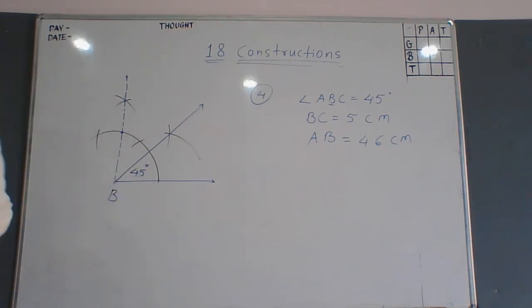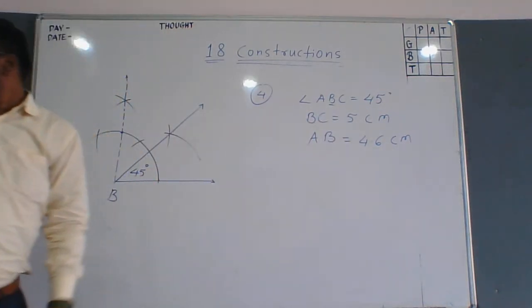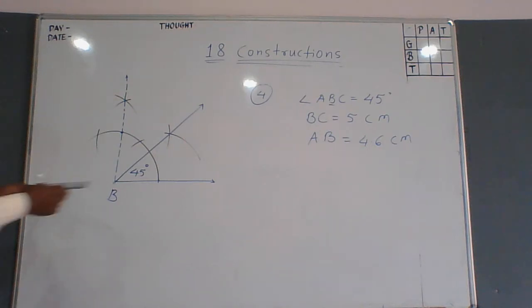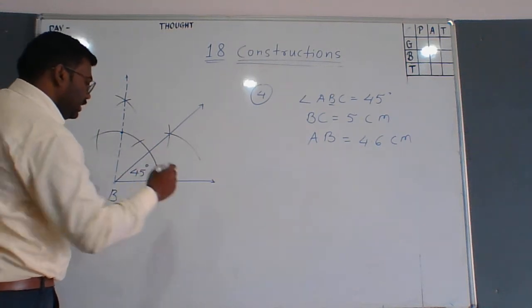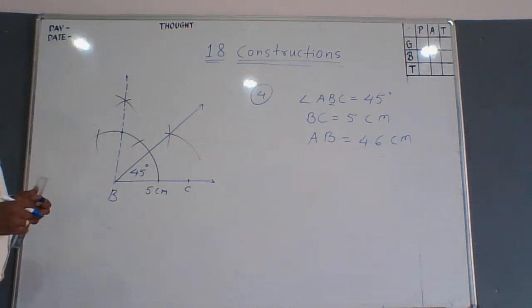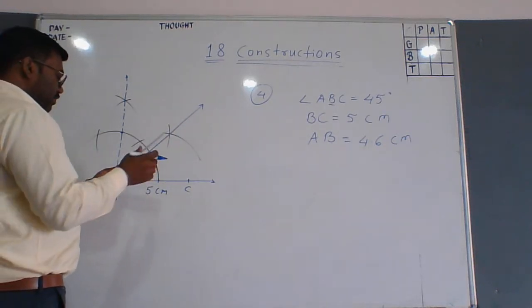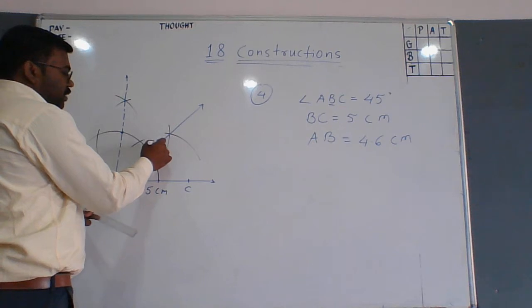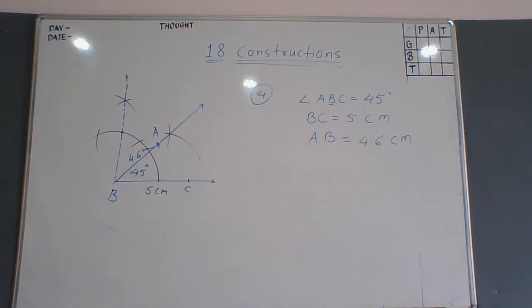Now what we have to do here: BC is 5 centimeter. With the help of the scale, put it here on the BC and mark 5 centimeter. Suppose the 5 centimeter is here. This is BC, 5 centimeter. Next, AB is 4.6. Now this is 45. Put it here, 4.6 supposed to be here. This is our A, which is 4.6 centimeter. So the second part is done. Understood everyone?